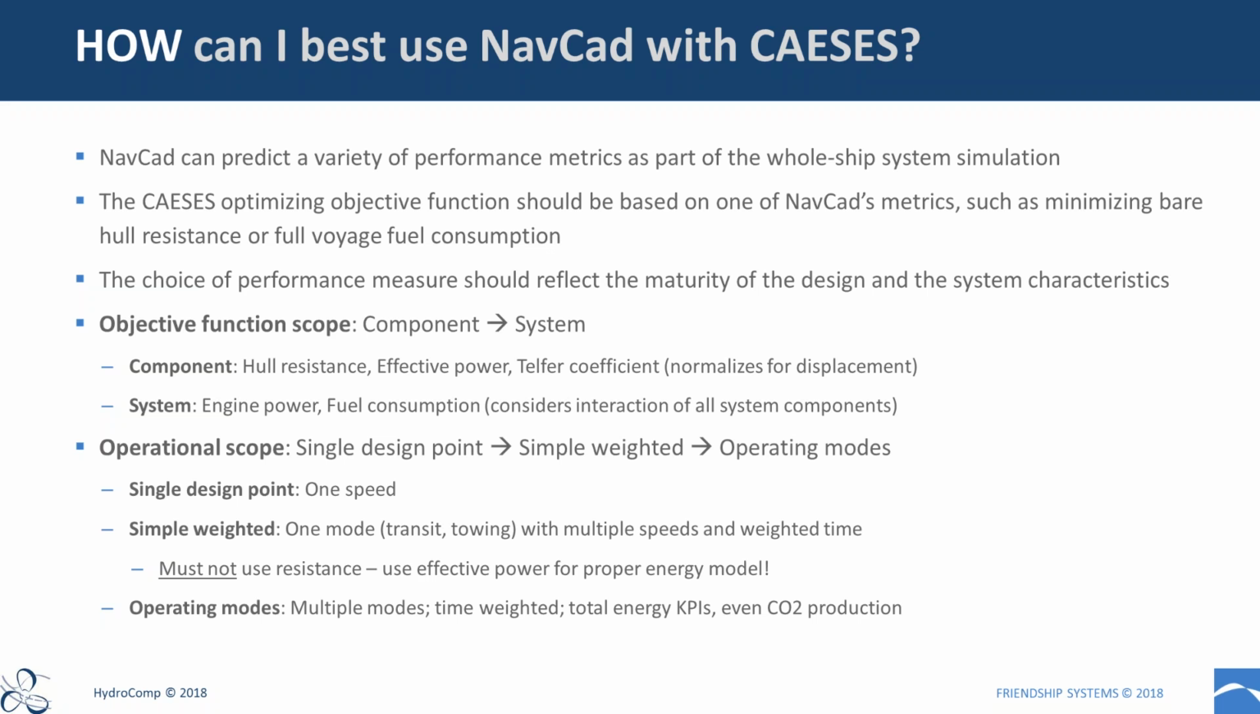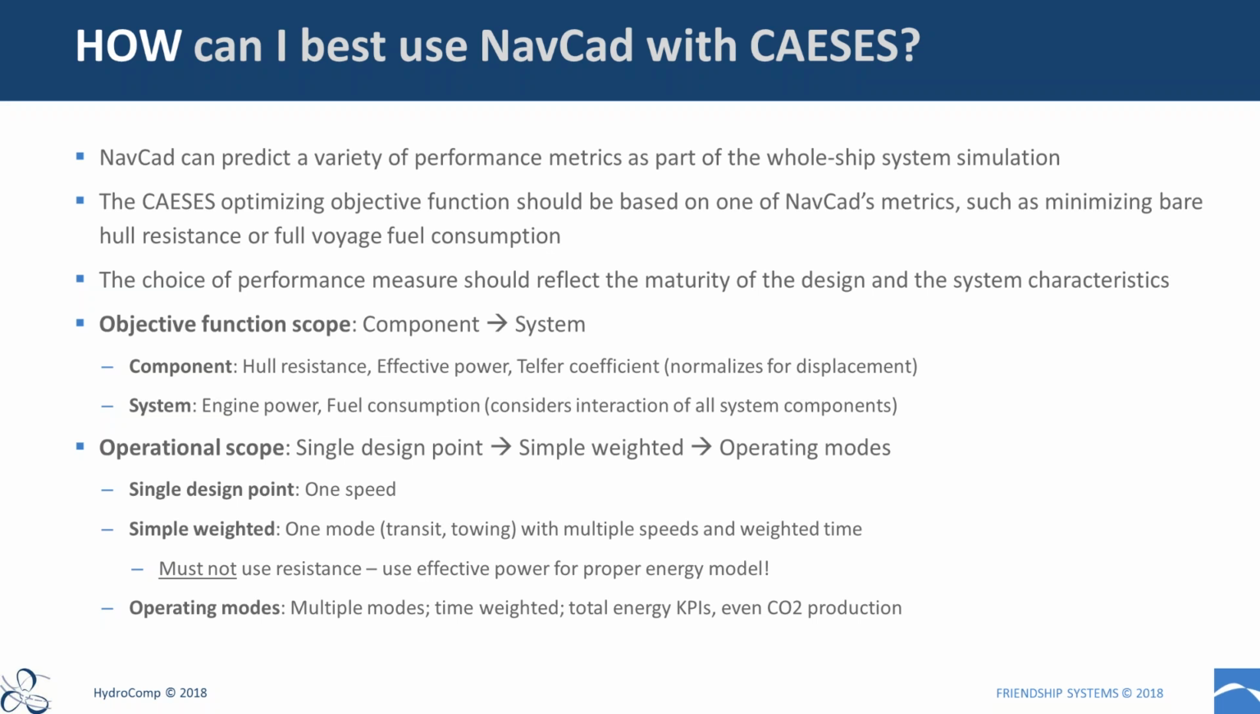Now, we can use for a component-based outcome a simple weighted function where we only have a single mode, a transit mode where we're just moving from point A to point B, or perhaps a towing mode where we want to look at multiple speeds and a weighted time. It's critical that you remember not to use resistance for this, that you use effective power.